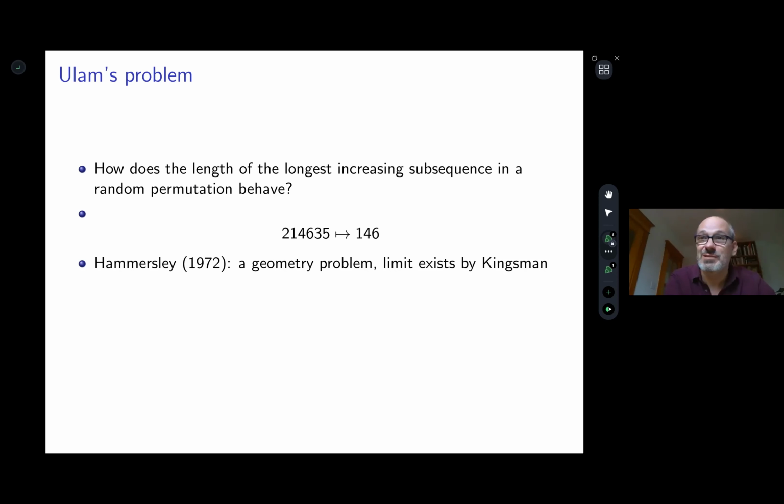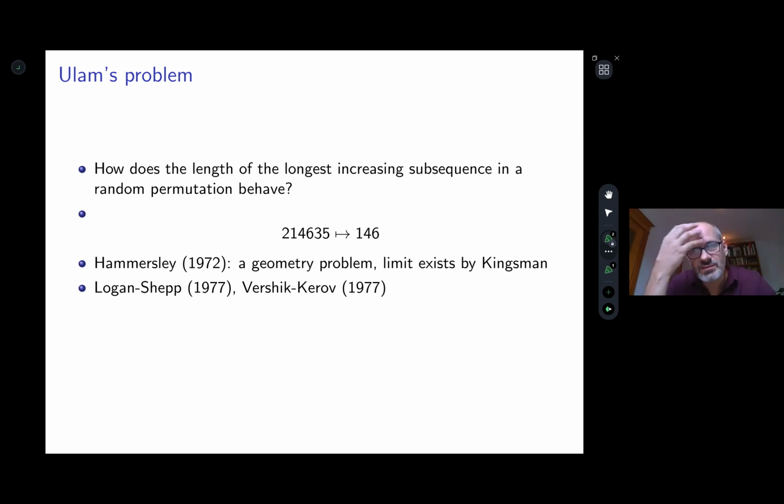Hammersley in 1972 identified this as a random geometry problem, and because of that, the limit exists by Kingman's ergodic theorem. So the question is, how long is the longest increasing subsequence? It follows from Hammersley's work that there is a limit if you divide by square root of n. Then Logan and Shepp, and Vershik and Kerov, found the constant there, which is 2.